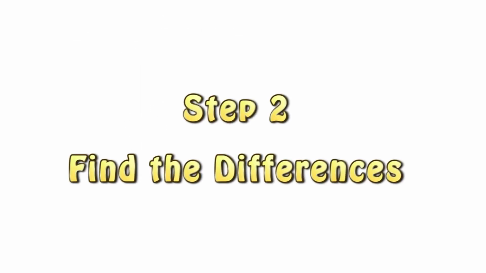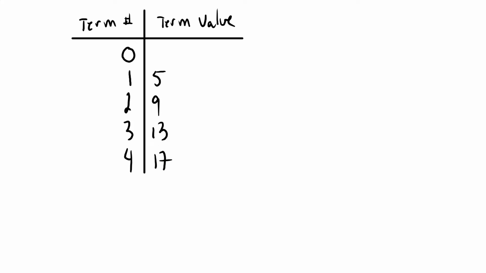Step 2. Find the difference between all the terms. So we look at each of the sets of terms and we want the difference between them. So 9 minus 5 is 4, 13 minus 9 is 4, and 17 minus 13 is 4. That ends step 2.